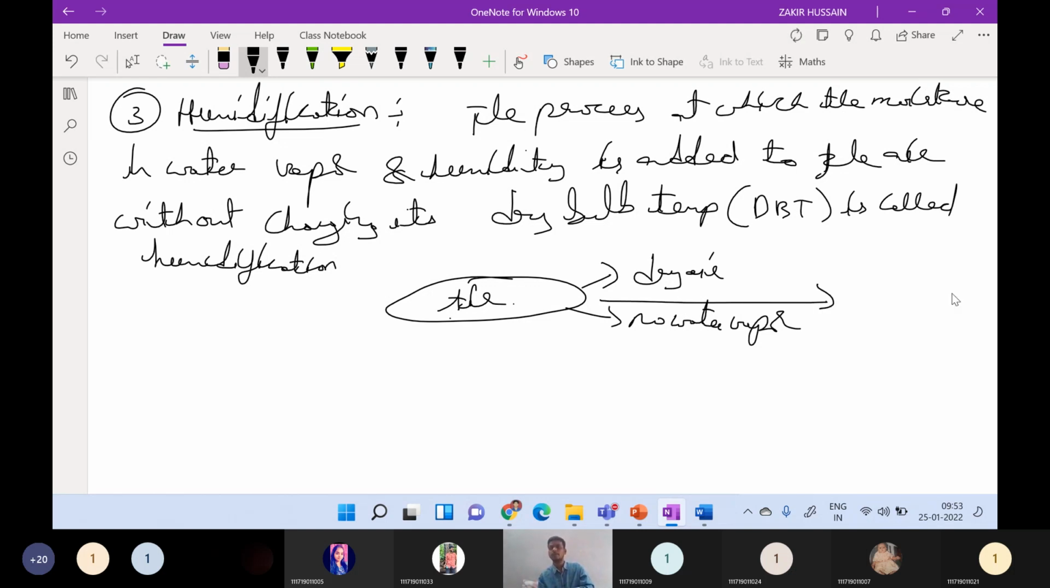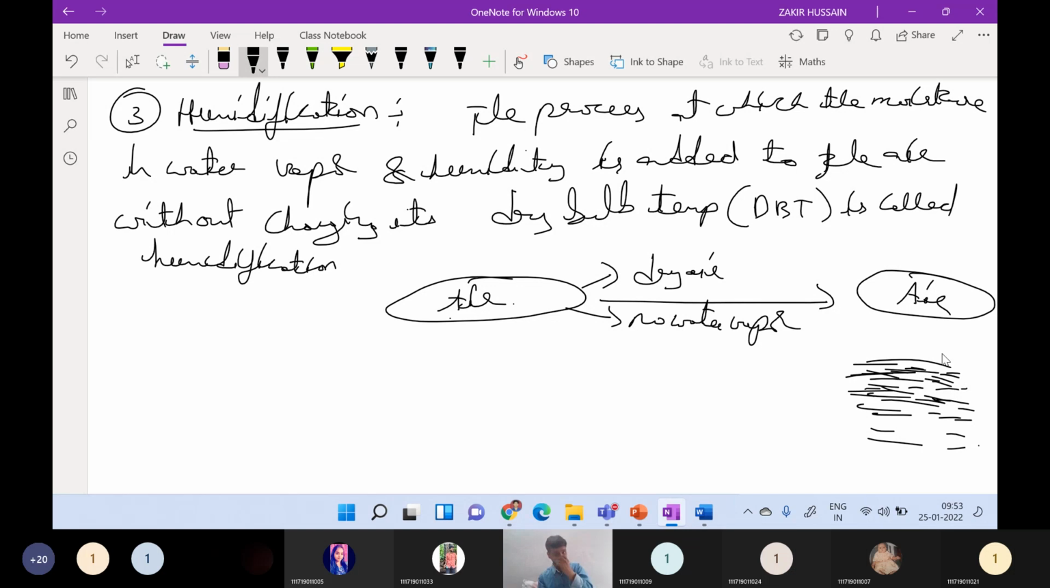To humidify, what happens? We will be supplying some water vapor from the surrounding streams. If you notice, in places where there are beaches, some sea or some rivers, the humidity will be very high compared to places where there are no ponds or rivers or oceans. Why is that happening? Due to the heat from the sun.